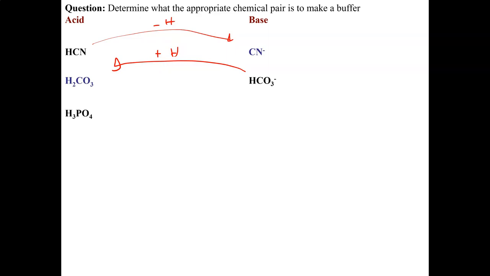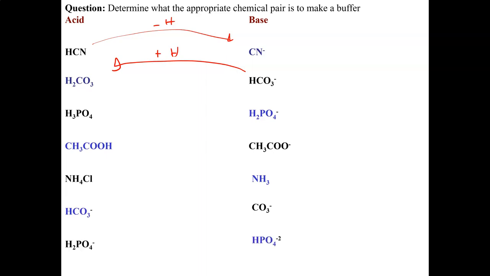What about H3PO4? The best conjugate base for it will be H2PO4 minus. What about for this one? If that's the base, what's the best conjugate acid to make the buffer? Add an H. So you can see the buffer is really composed of a weak acid and its conjugate, or a weak base and its conjugate. What about for this one? Well, just get rid of the chloride because you don't need it. CO3 minus, add an H, HCO3 minus. H2PO4, subtract an H, HPO4 2 minus.